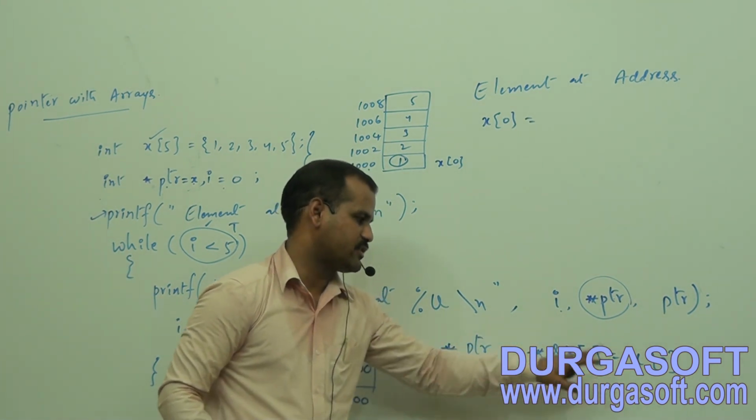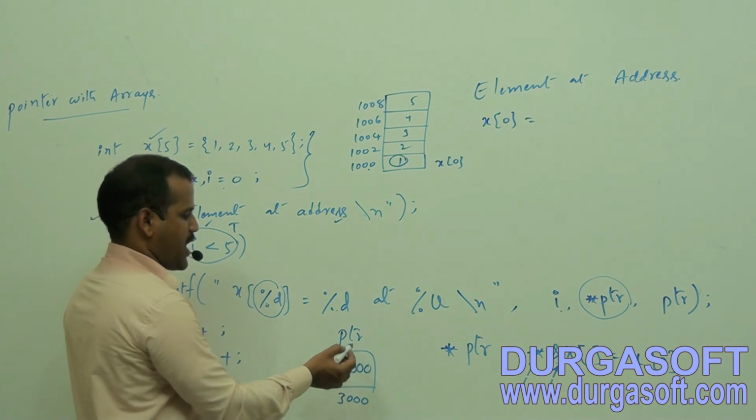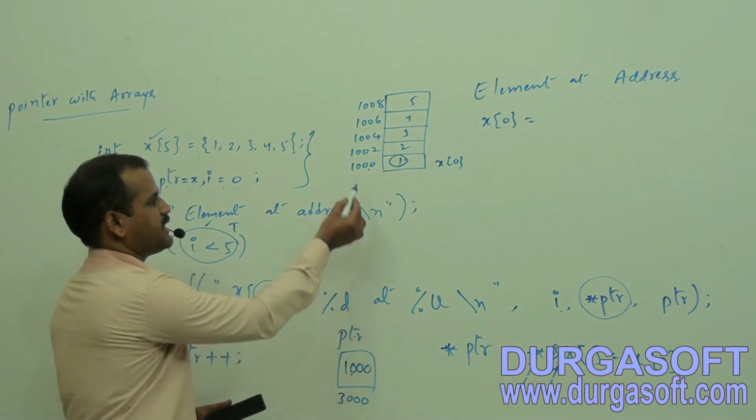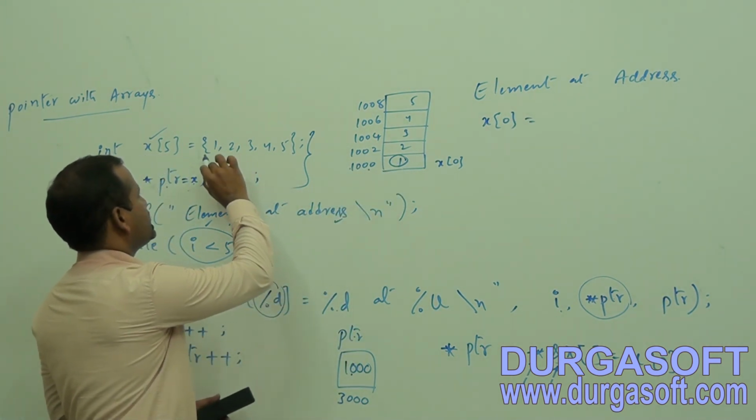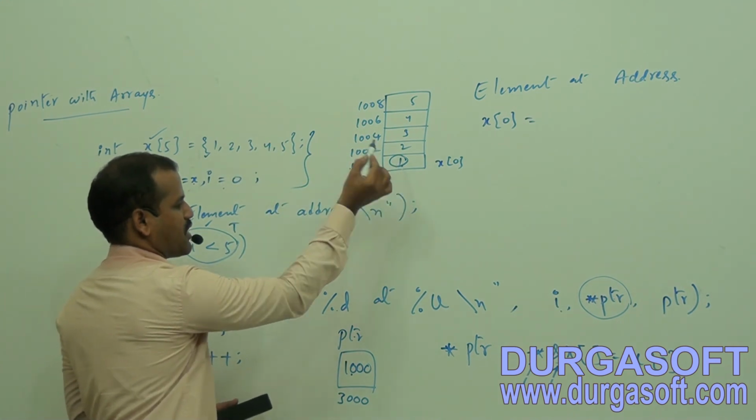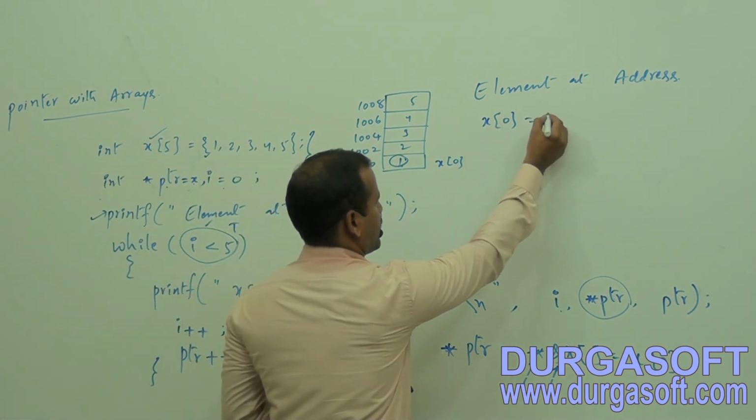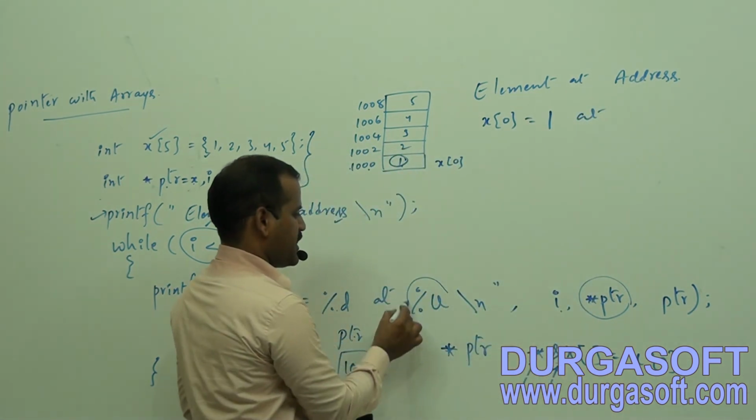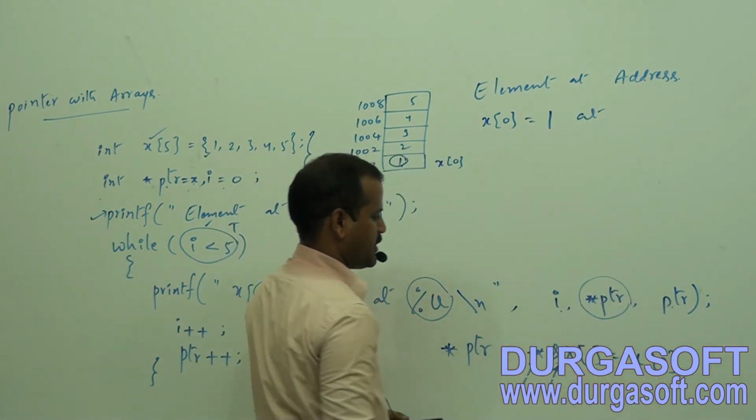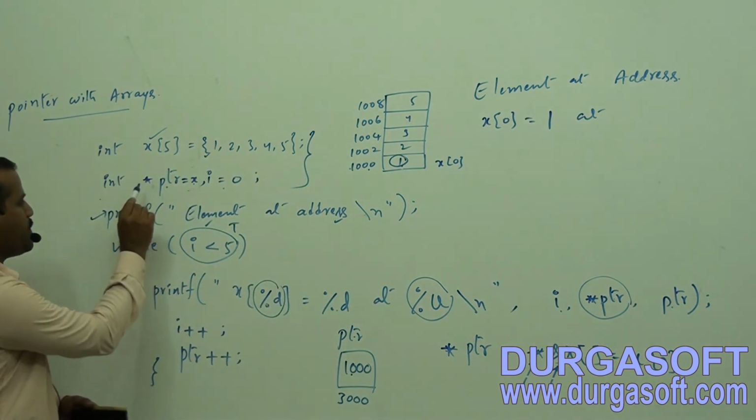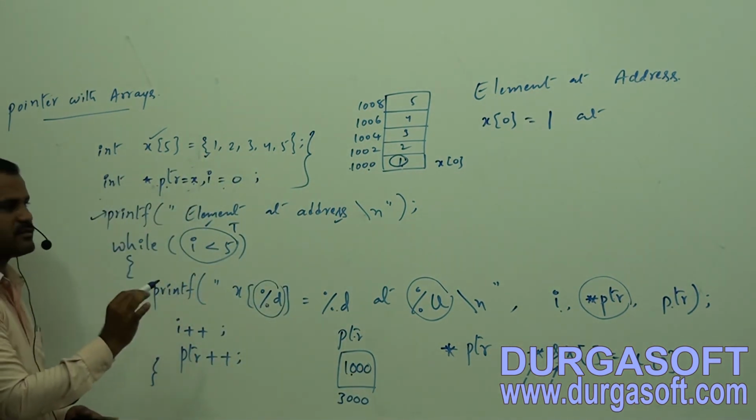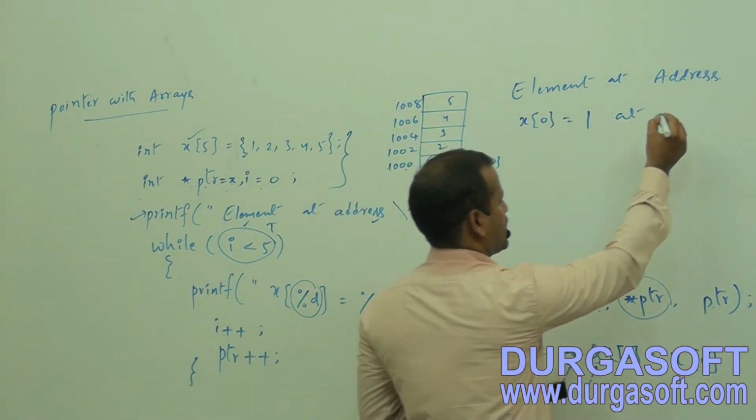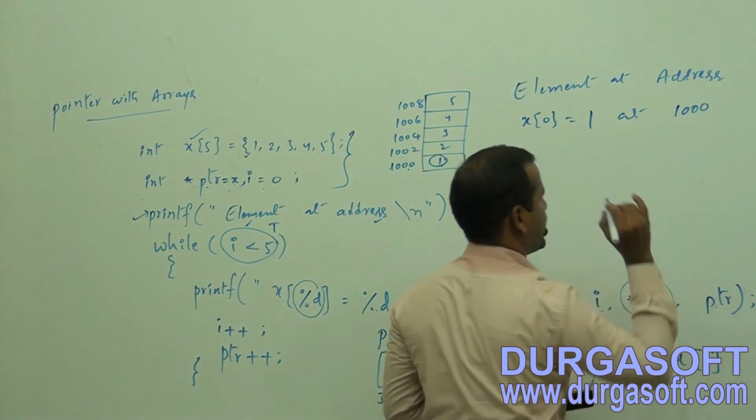So we can observe like this. Initially this pointer has the address 1000. At address 1000, after the initialization of this array, we have the value 1. So x of 0, which is 1, will be printed. After that, %u indicates ptr. Here in this statement ptr is equal to the base address of x. So initially address 1000 will be printed.